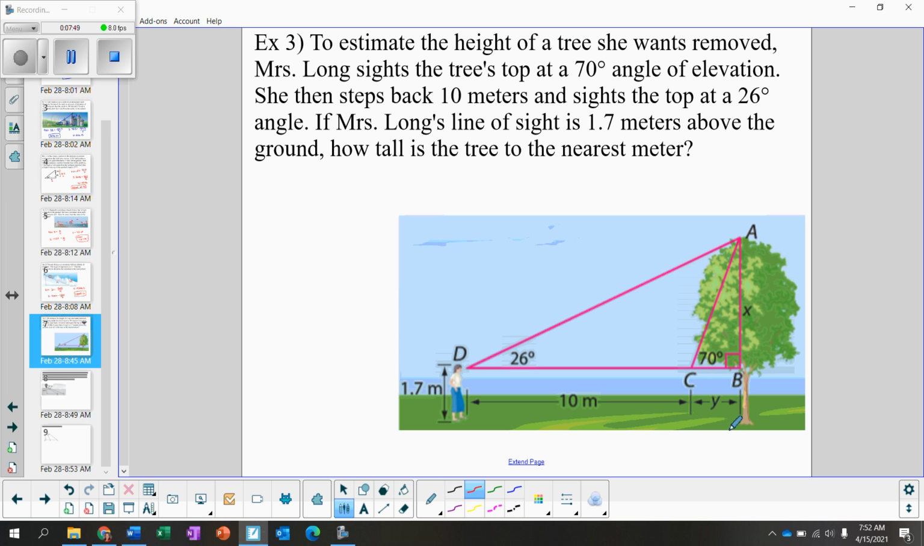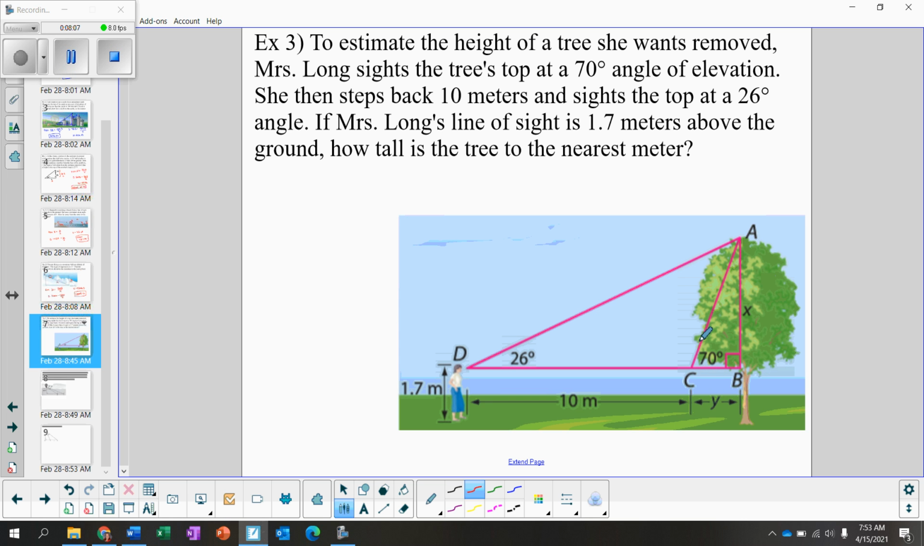So there's two aspects overall to this problem. We're going to find x, and then we know the distance between x and the ground was 1.7, so we'll add them together. But in order to find x, we're also going to have to find y. So let's look at this one piece at a time.